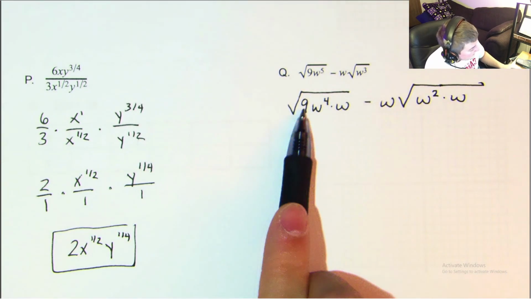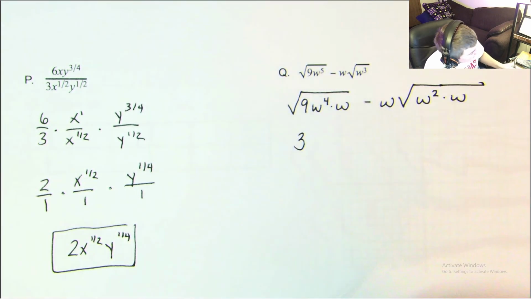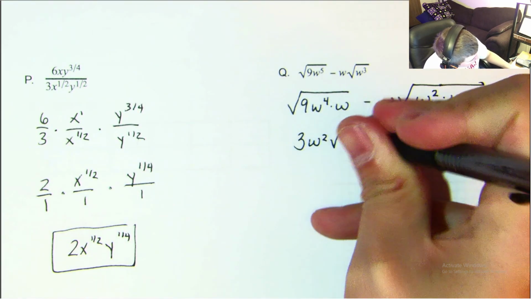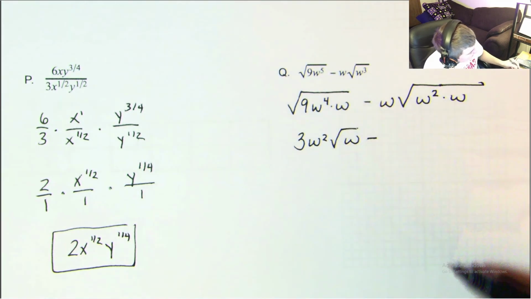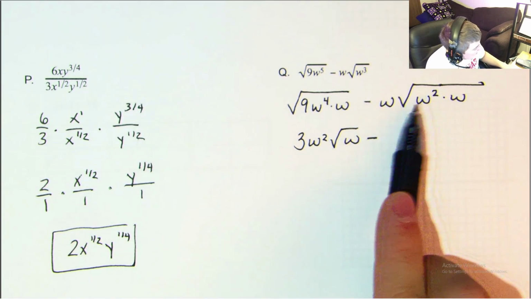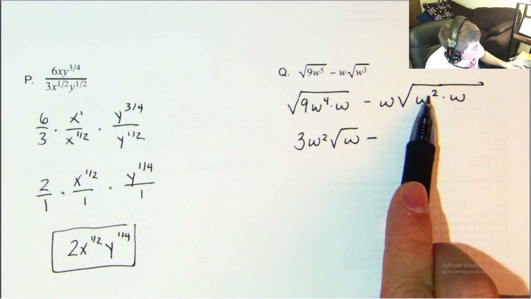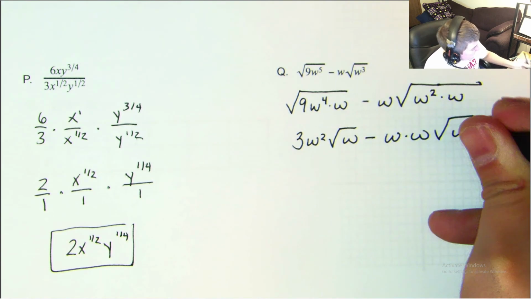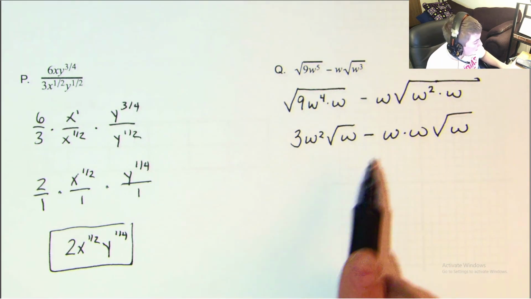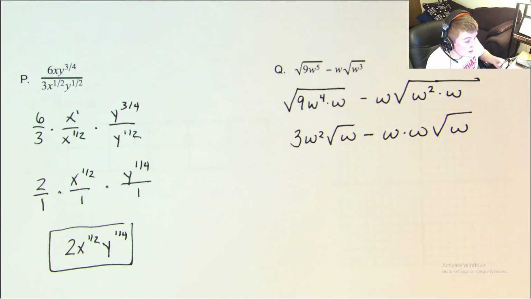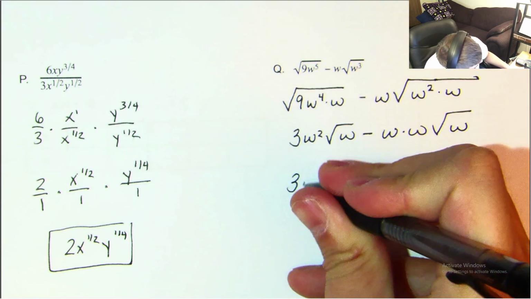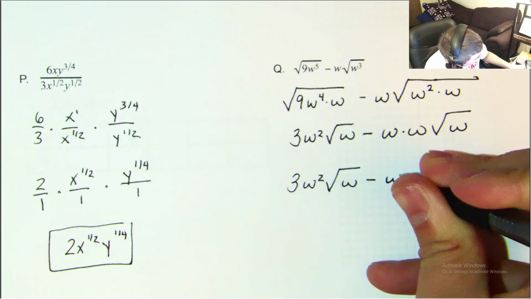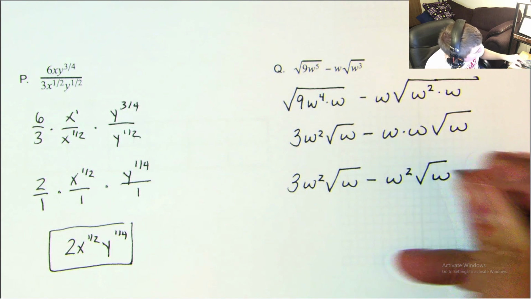Okay, square root of 9 is 3. The square root of w to the 4th is w to the 2nd. Then times the square root of w. And I'm subtracting w times, well, this is the square root of w squared. Well, that's just w. So I'm going to get w times the square root of w. Lots of w's. Well, w times w is going to be w squared. So here I have 3w squared times the square root of w, take away w squared times the square root of w.